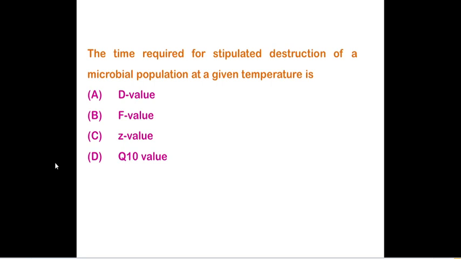Okay. Next is the time required for stipulated destruction of a microbial population at a given temperature. It is D value, which is also called decimal reduction time. Okay. Next, F value and Z value, with regard to which you can study. Here they are asking about the stipulated destruction of the microbial population. Okay. So the correct answer is option A, D value.